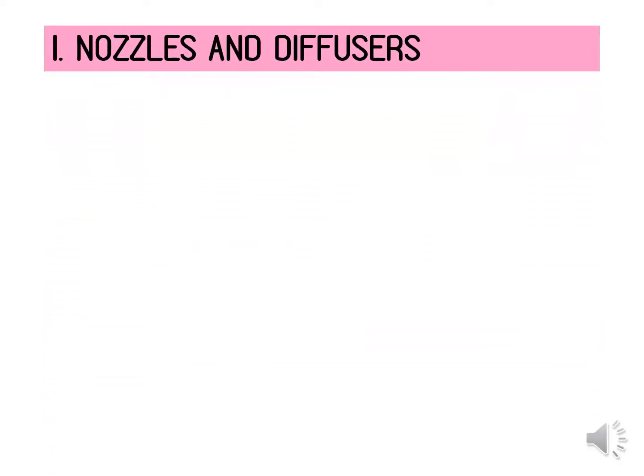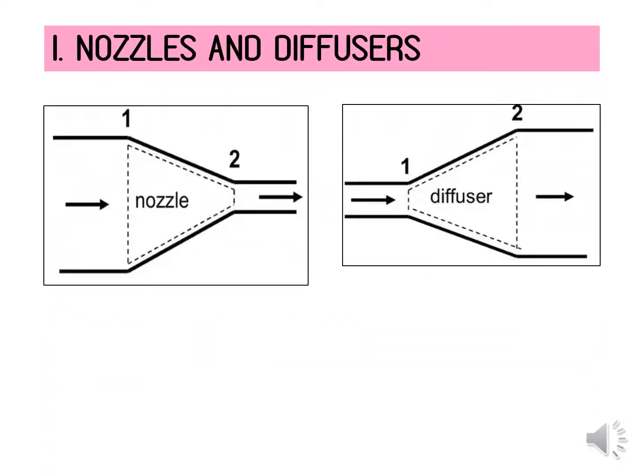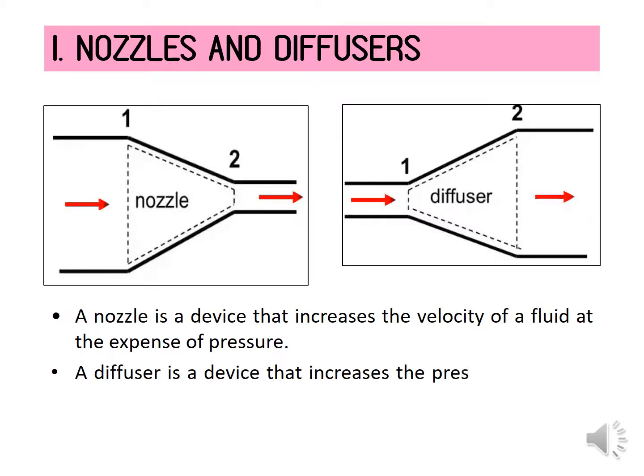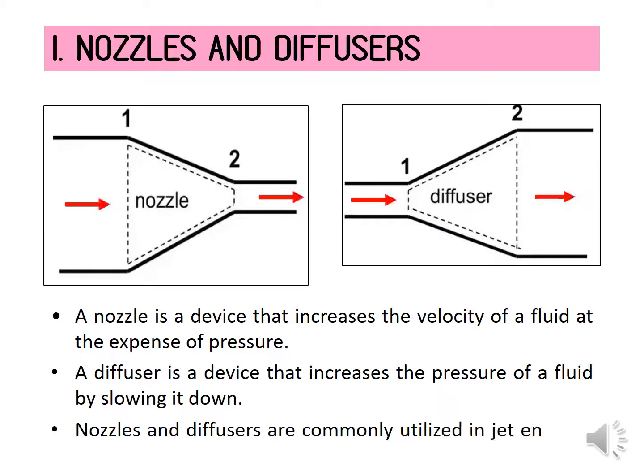Nozzles and diffusers. A nozzle is a device that increases the velocity of a fluid at the expense of pressure. A diffuser is a device that increases the pressure of a fluid by slowing it down. Nozzles and diffusers are commonly utilized in jet engines, rockets, spacecraft, and even garden hoses.